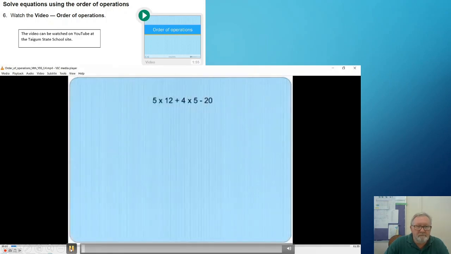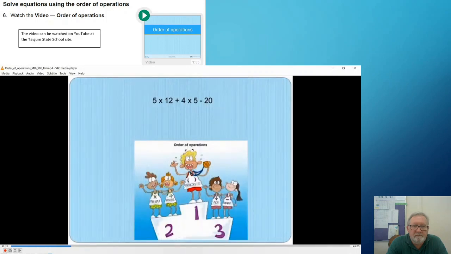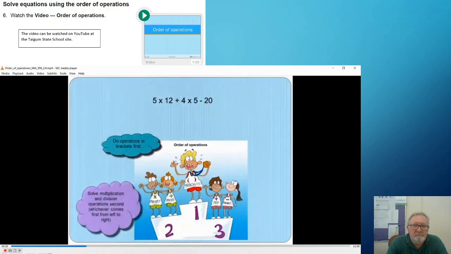Look at this equation. It has more than one operation. Which operation do you think should be done first? Since there are no brackets, we need to follow some rules for solving an equation with more than one operation. There are 3 basic rules. First, you do operations in brackets. Then, solve any multiplication and division operation, whichever comes first from left to right. And then thirdly, solve the addition and subtraction operation, again from left to right.